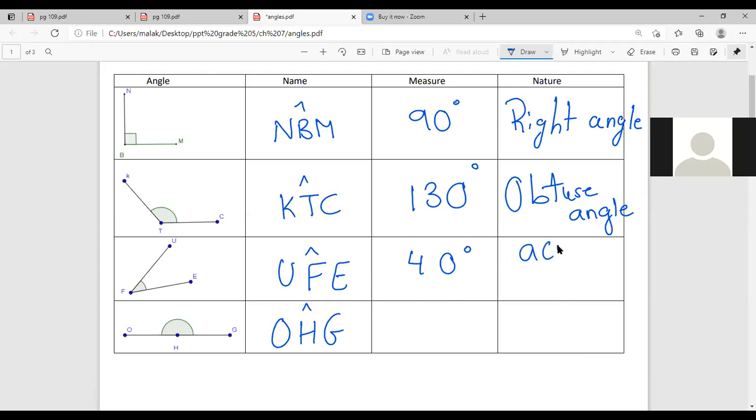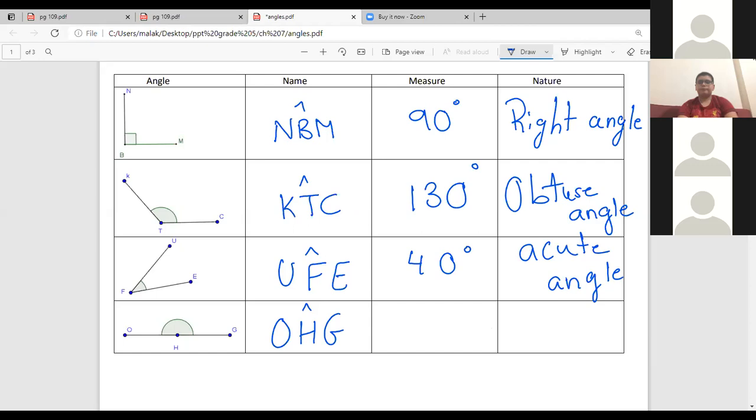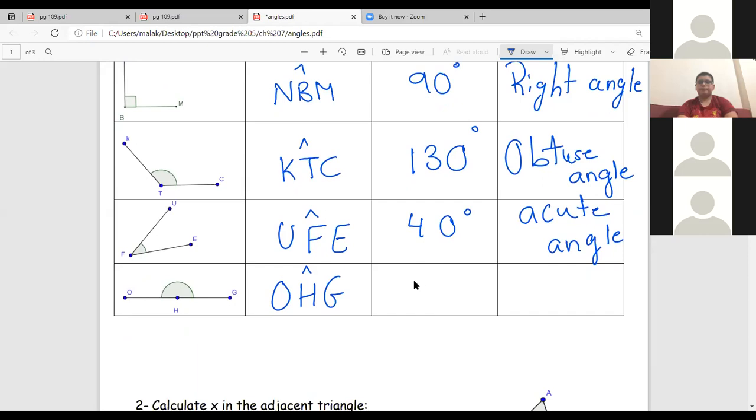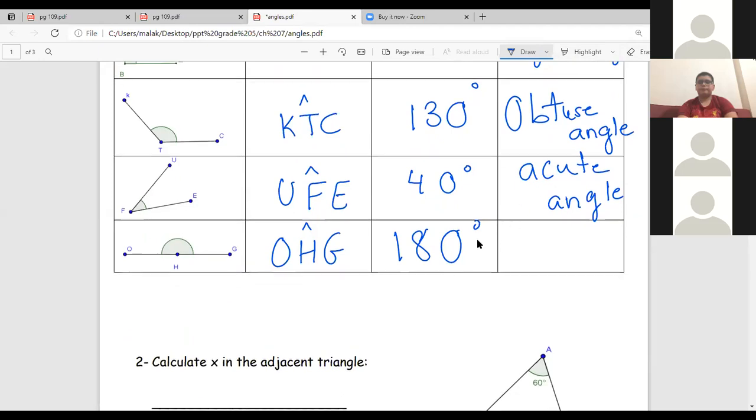Acute angle. Bravo, because it measures less than 90. Teacher, I can do this one. Yes, the last one. How much does this angle measure? 180. Bravo. Why 180? Because it looks like a straight line. Bravo, Ranim.